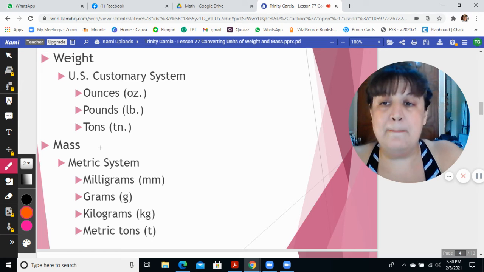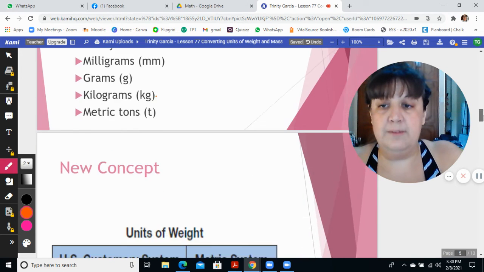And then we're talking about mass in the metric system, which includes milligrams, mg, grams, with a small g, kilograms, which is a small kg, and metric tons, which is just a t by itself. You might want to take those down in your notes.